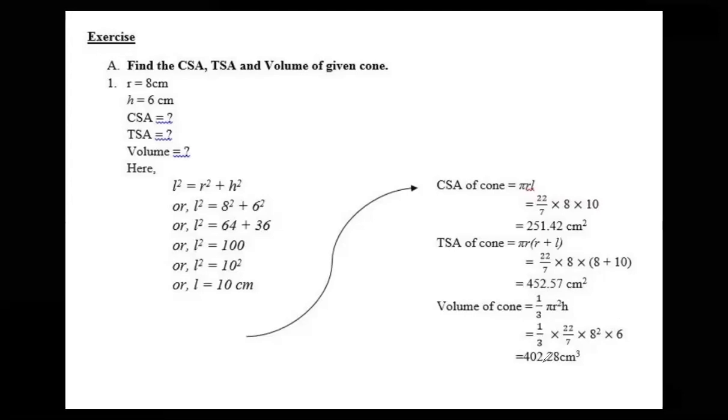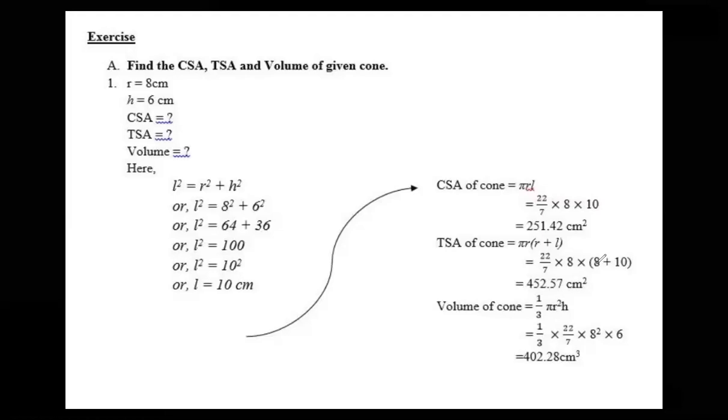So while using a calculator, in case of TSA, 22 by 7 into 8 into, so add this number. Some people write plus 10, the answer doesn't come. So what you need to do? 22 divided by 7 into 8 into, add this number in your mind itself. 8 plus 10, it will be 18, into 18.